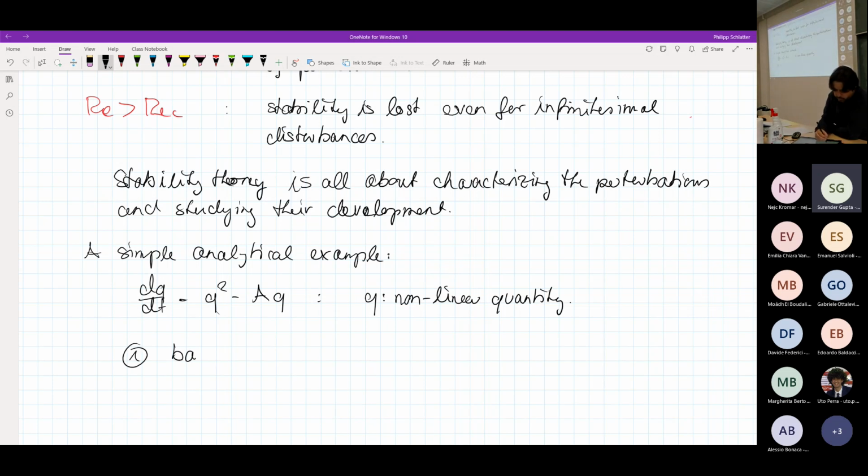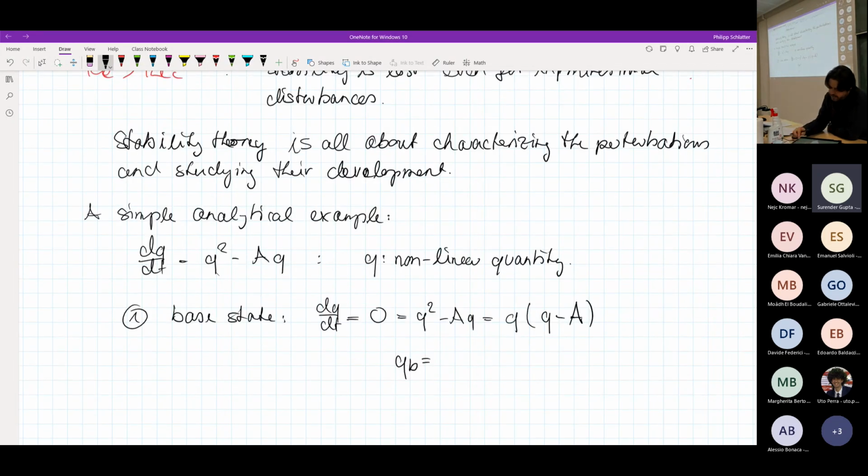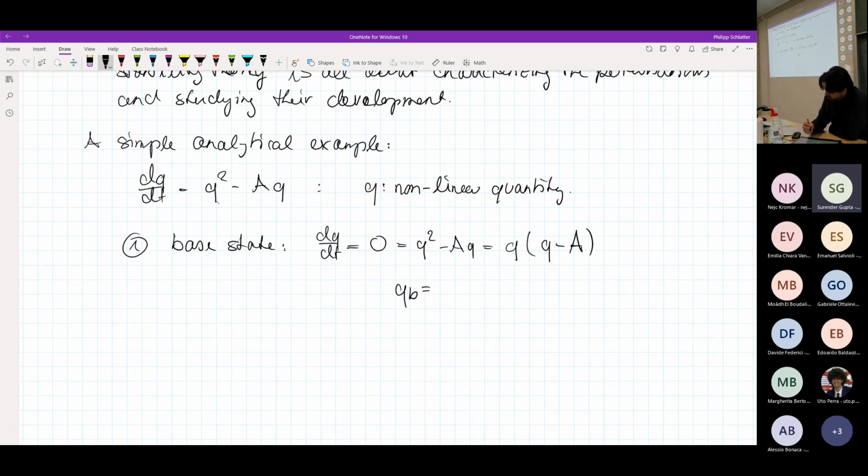So what do we do? The first thing is to calculate the base state of this system. And how to calculate base states? Well, we need to find the equilibrium, which is defined as dq/dt being 0. In this case, this just means that q squared minus aq would be 0, and this we can factorize quite easily: q times (q minus a). With this, we can see that my two base states are either when q is 0 or q minus a is 0. So qb is either 0 or a. These are my two base states of the system. So our stability will depend on which one of these base states I'm going to look at.